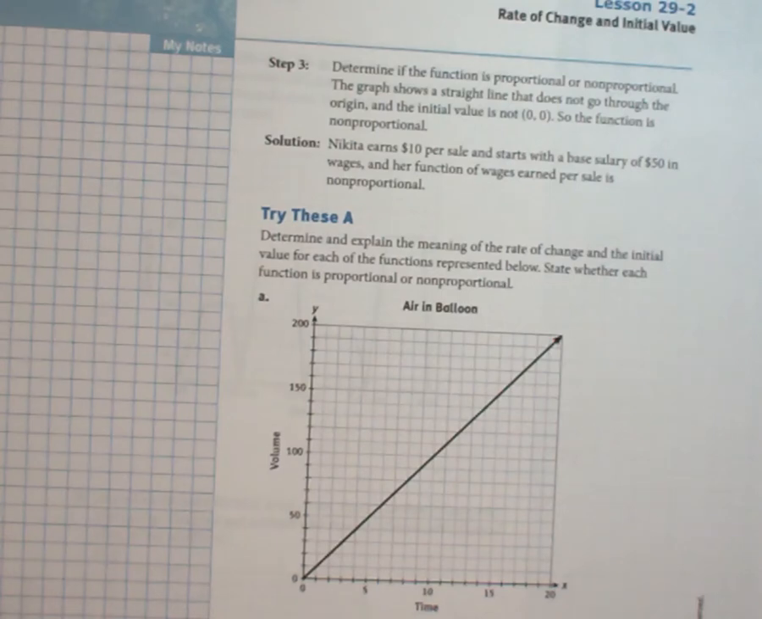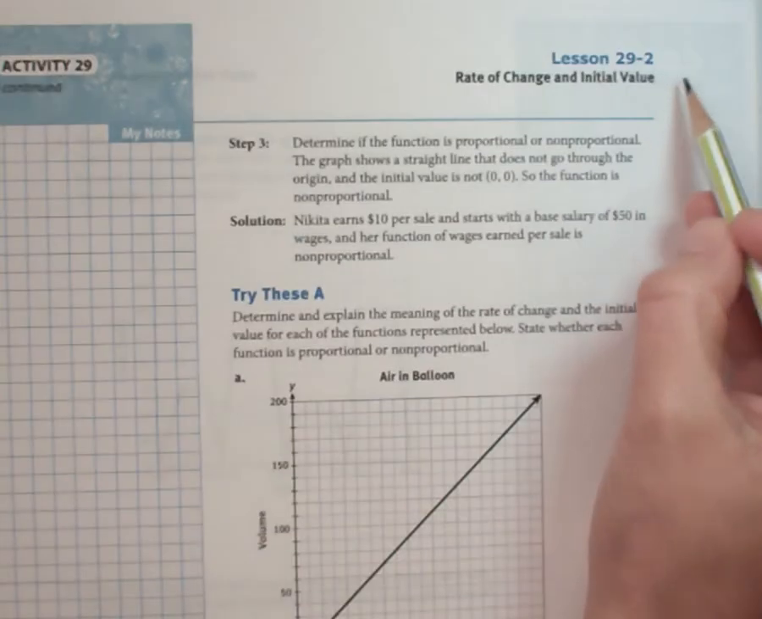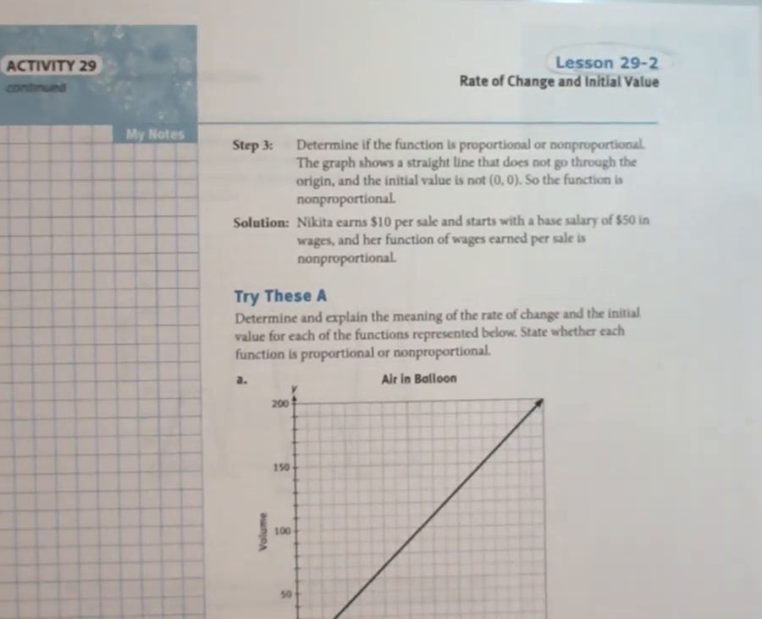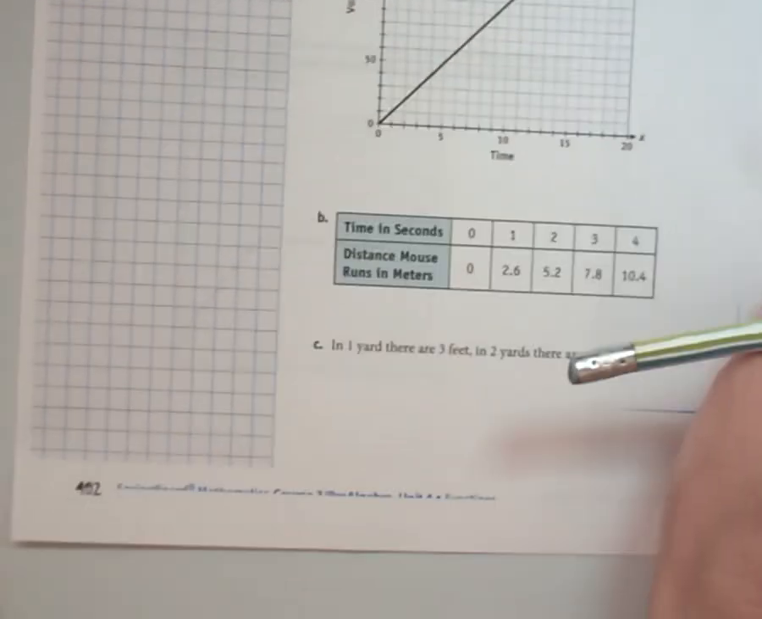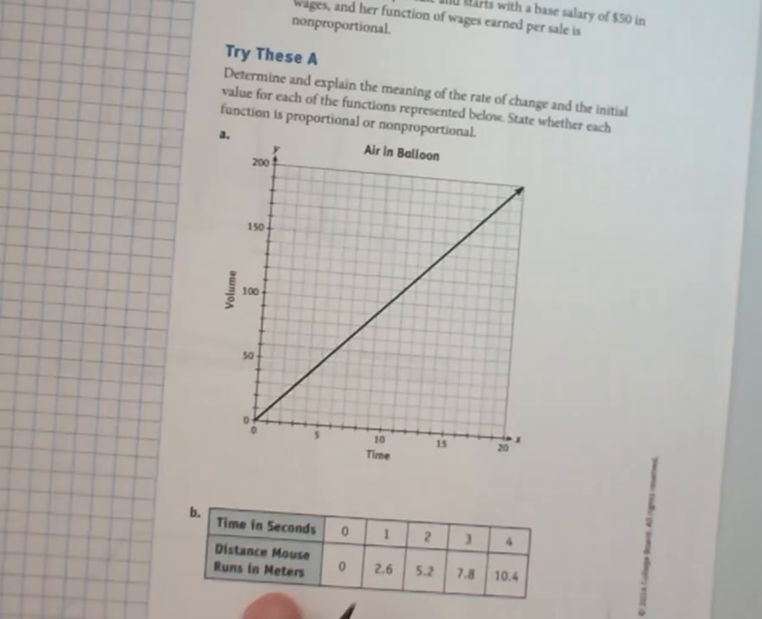All right. Today we're going to be talking about lesson 29-2 in your book, but we're not going to start at the beginning of the lesson because I feel like those early problems you've already understood. So we're going to start on page 402. Please go to page 402 in your book.